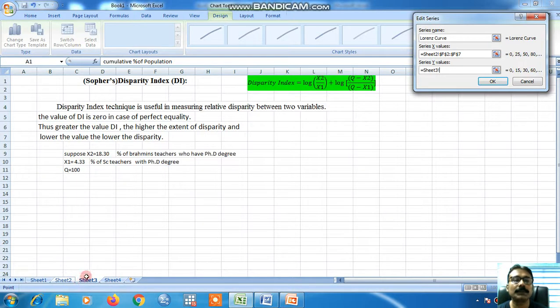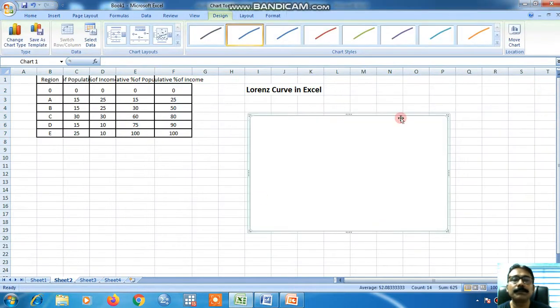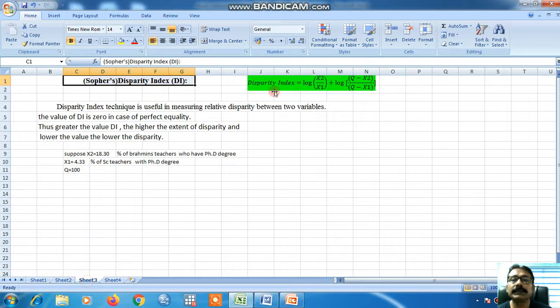Now we come to another important thing in our research work, that is the disparity index. I am telling the formula first. Disparity index equals log of x2 by x1 plus log of q minus x2 by q minus x1, where the disparity index technique is useful in measuring relative disparity between two variables. The value of the disparity index is 0 in case of perfect equality. The greater the value of the disparity index, the higher the extent of disparity, and the lower the value, the lower the disparity.